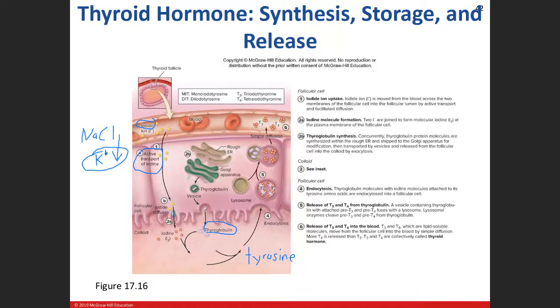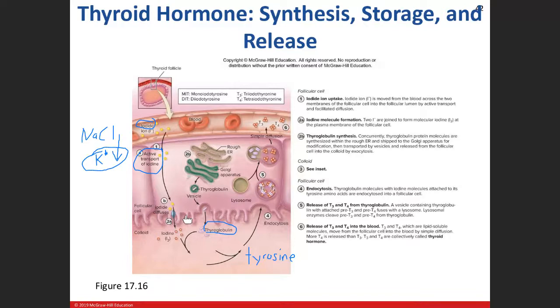So it enters into the cell. It's got to travel through the cell to the apical surface here. Okay? And so it leaves through simple diffusion. Easy to remember because diffusion is moving down your concentration gradient. So it's going to diffuse across the plasma membrane here into the lumen.